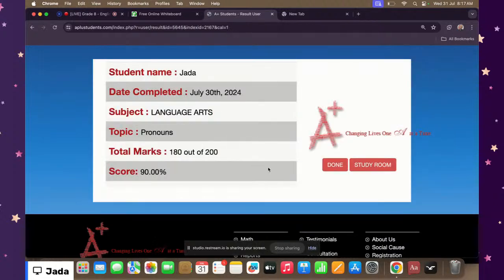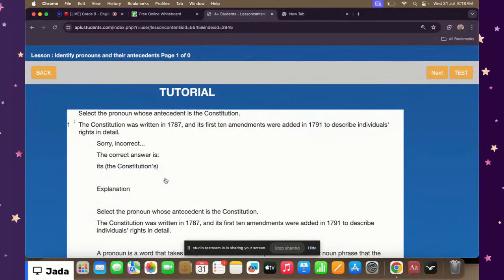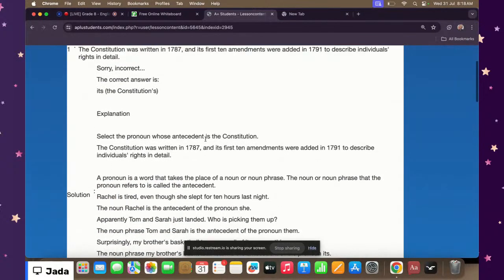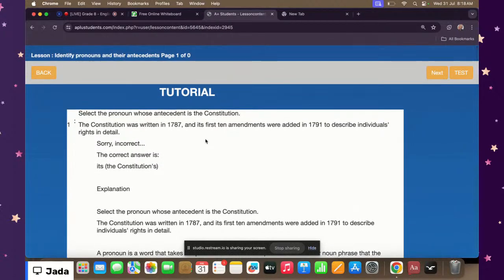If you haven't done the first lesson for the pronouns, you have to try to complete that, and we move on to the next one here. So complete the first lesson if you haven't done that. And if you have any questions, you can just ask in the chat box. So we have: identify pronouns and their antecedents.